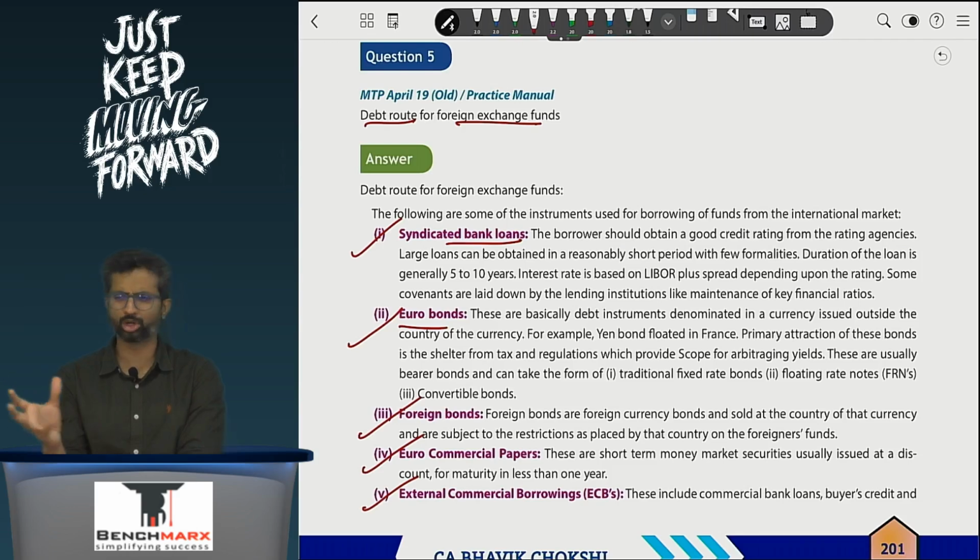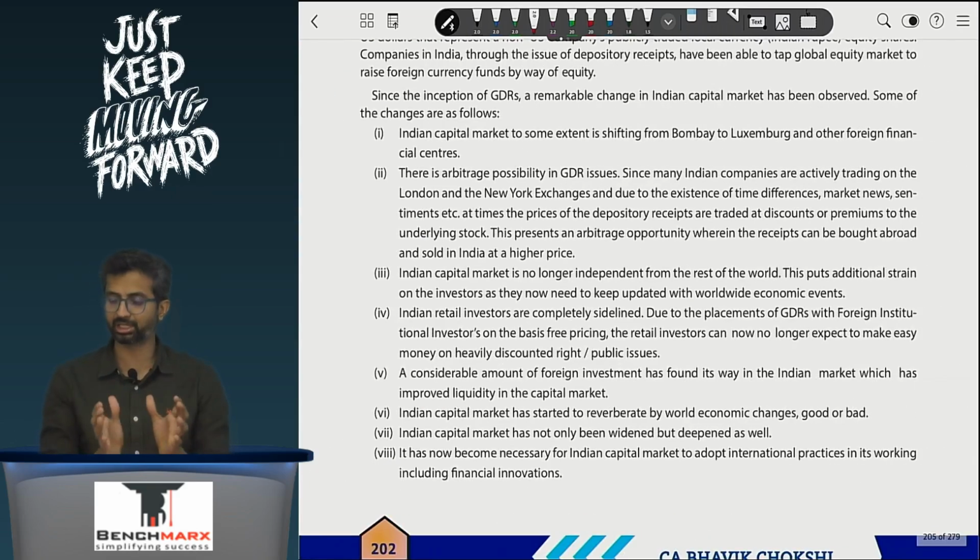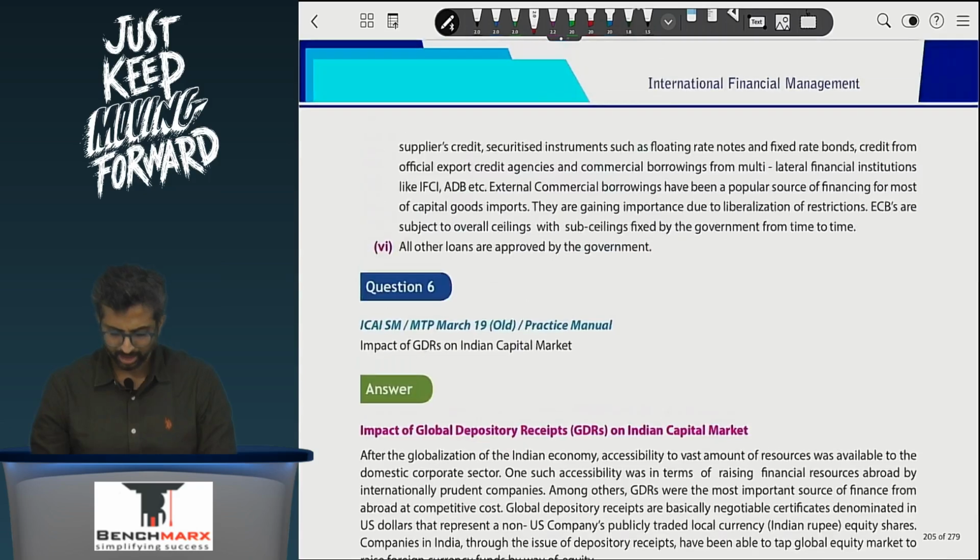I can go to a group of banks and raise money. Or for long term, I can raise a euro bond or foreign bond. For short term, I can raise euro commercial paper or an external commercial borrowing from a single bank. Syndicated borrowing will be from a group of banks.